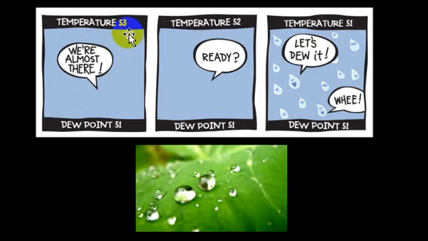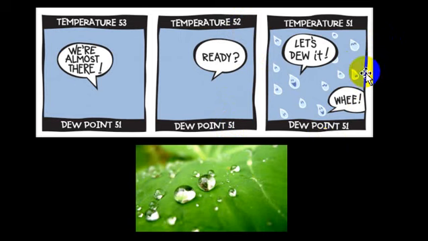We see the temperature drop from 53, 52 to 51 degrees. The dew point is 51 degrees. So this is a 2 degree dew point spread. This is a 1 degree dew point spread because the temperature is 52 and the dew point is 51. So there's only 1 degree separating the temperature and the dew point. I want to hammer in that temperature dew point spread.